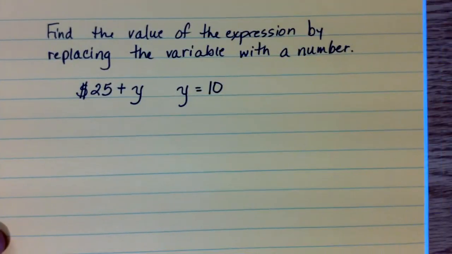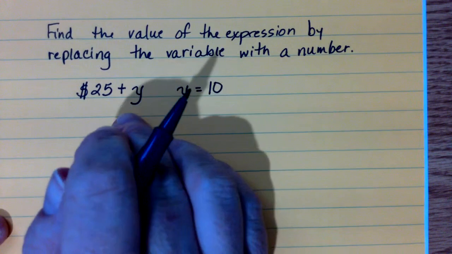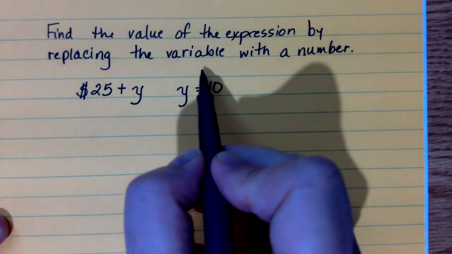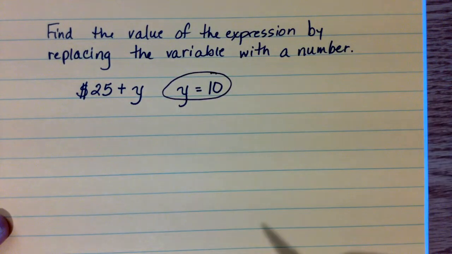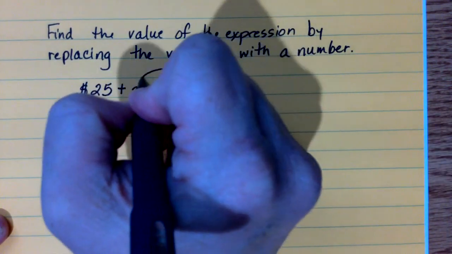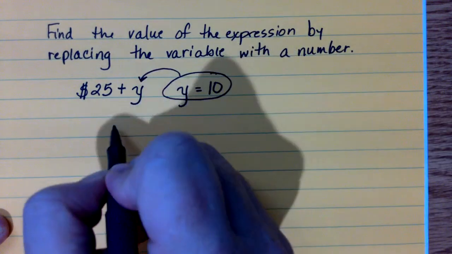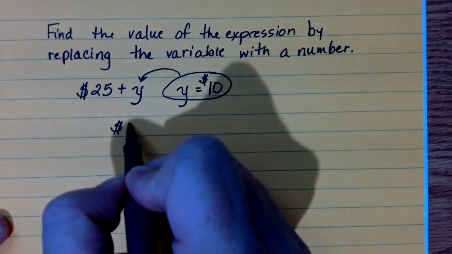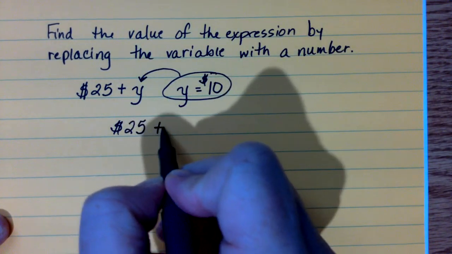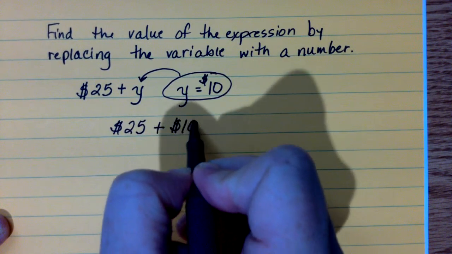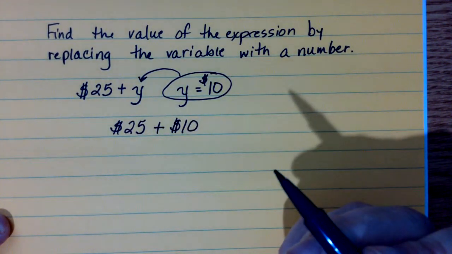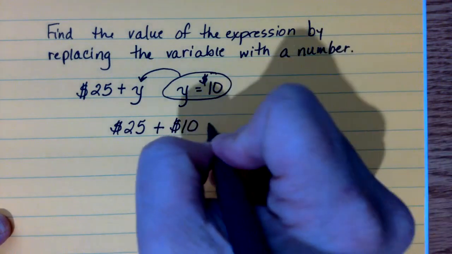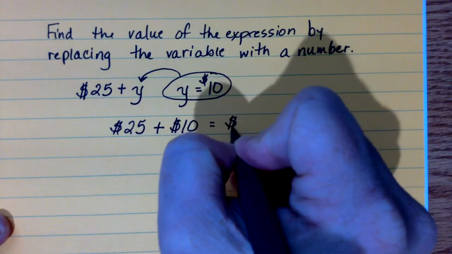That y is just a substitute. It is a placeholder. It just shows you that we don't know what that number is, but now somebody's told us what the number is, so we're going to change that and put that in for the y. Our new expression is 25 plus 10. And it says to find the value of the expression. It means that we're going to actually solve the expression. So 25 plus 10 equals 35.